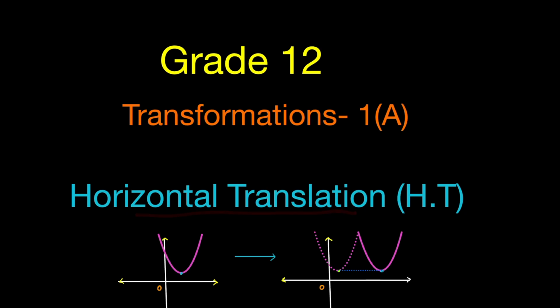So first thing, we are doing the horizontal translation. You can see the diagram here. It will look like some graph is there, some curve like this, and it will be horizontally translated. I've drawn this line, so this moves along the line horizontally. Either it can be towards the left or it can be towards the right.